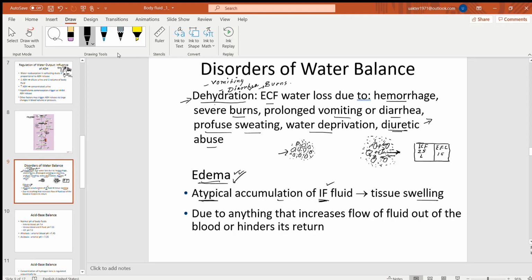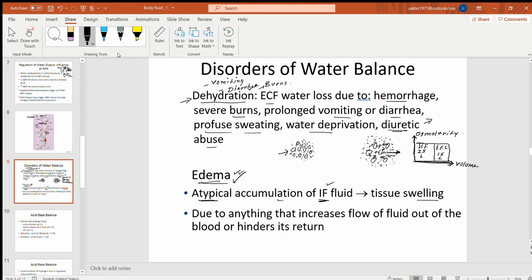Okay, now I will draw this way to show you the volume, and this way osmolarity, concentration. Change of concentration or osmolarity this way, and change of volume this way. So let's see.